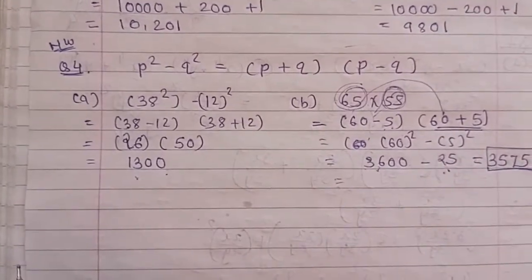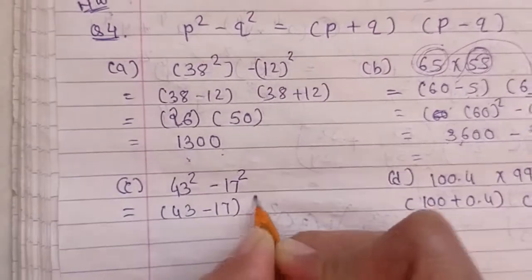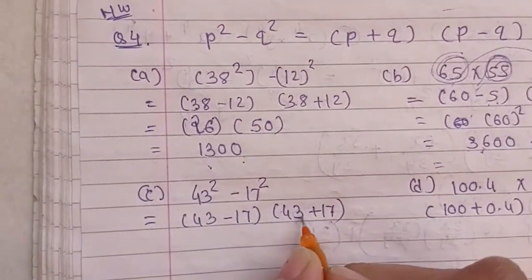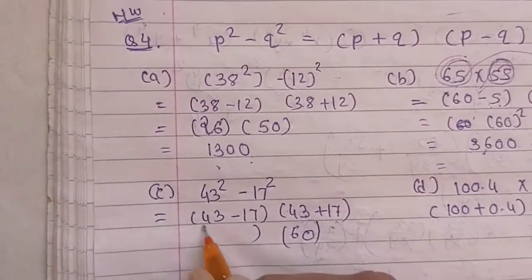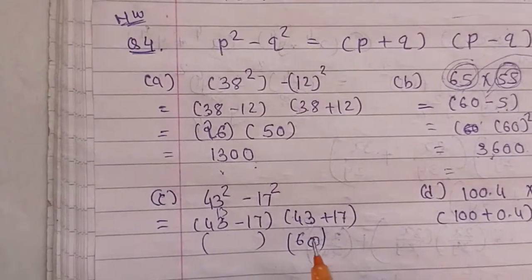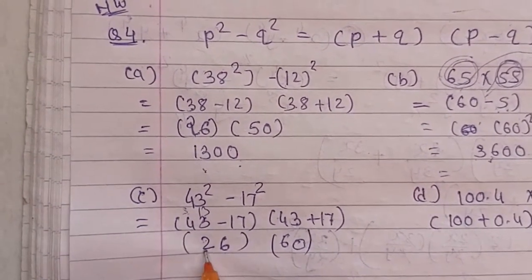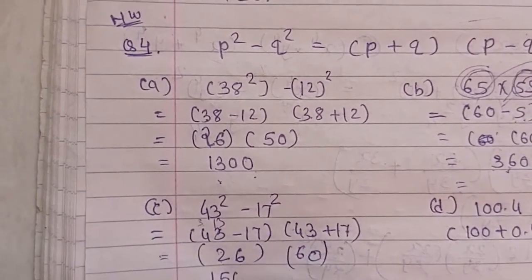Okay. So here we can write one time 43 minus 17 and 43 plus 17. So 7 plus 3 is equal to 10, 4 plus 6, so that is 60. Now subtraction. 13 minus 7 is equal to 6 and 3 minus 1 is equal to 2. Right. So 26 into 60 is equal to 1560.